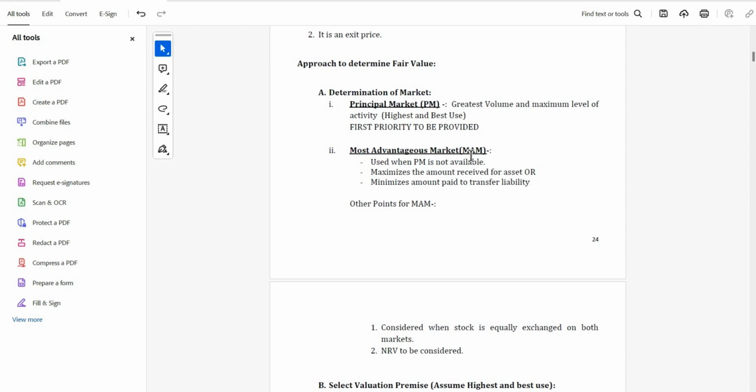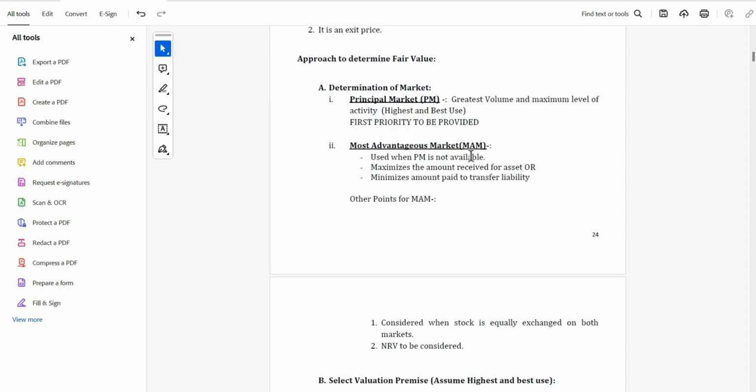Then the most advantageous market, used when the principal market is not available. In certain countries or in certain cases it may happen that our product is not readily sellable to the principal market. It can be some chemical which is not easily sellable to the market, so we will use the most advantageous market. We will maximize the amount received for an asset or minimize the amount paid to transfer a liability. Either we will maximize the amount received for the asset or we will minimize the liability.